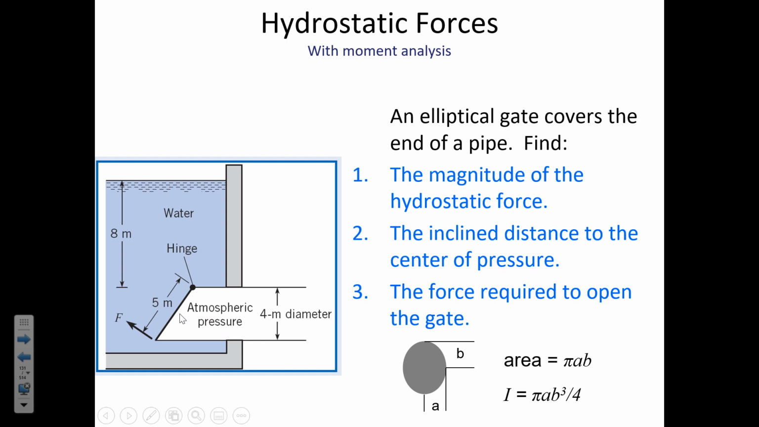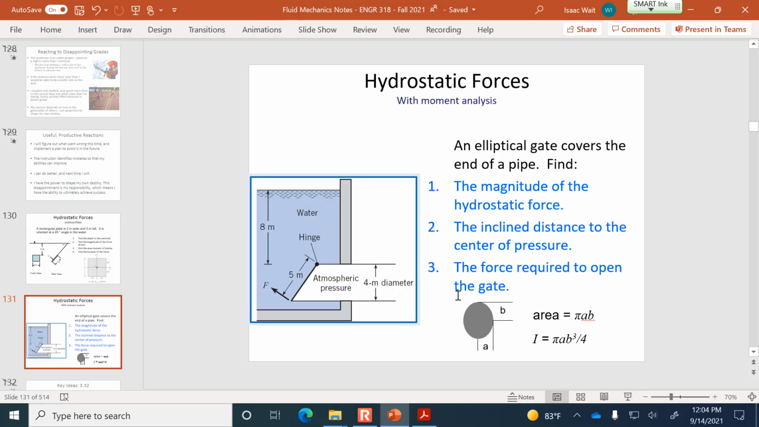So 2.5 meters is the inclined distance to the center of area, but the vertical distance downward from the hinge to the center of area is 2 meters. So that makes the delta H a little bit easier to calculate if you notice this 4-meter diameter dimension and what that means. All right, so I'm going to pause the recording, stop talking for a minute, and I'd like you to dig in on these calculations and see if you can find out the magnitude of the force.